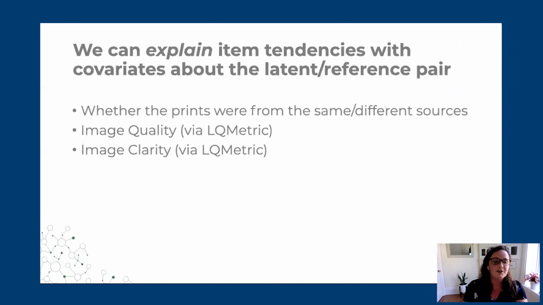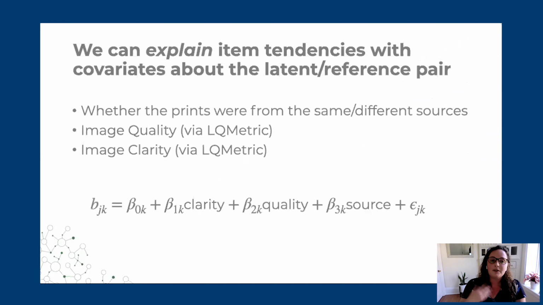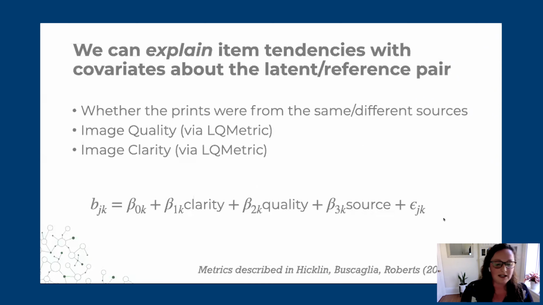I've included 3 variables about each of the items. First is whether the prints were from the same or different sources. Second is the image quality, and third is the image clarity. Both of these come from the LQMetric software. Really, what we can do is model the item effects using a linear model, which depends on clarity, quality, and source. These metrics are also described in the 2013 Assessing Quality and Clarity of Latent Prints paper.